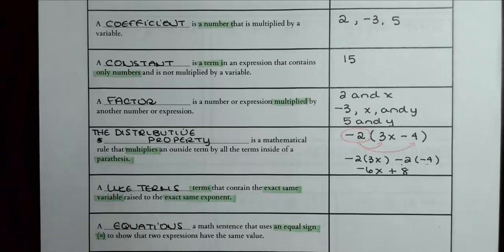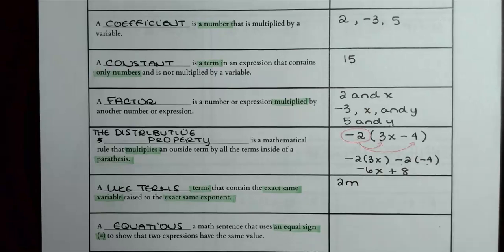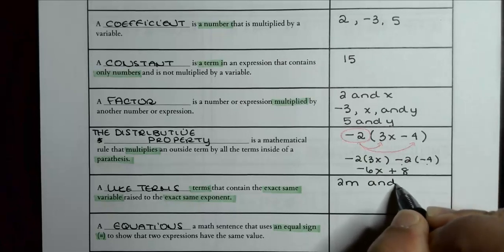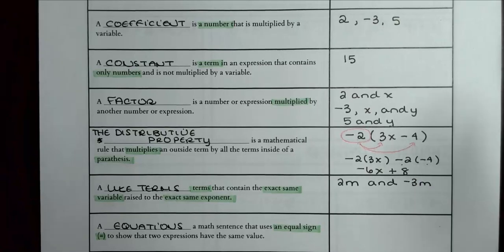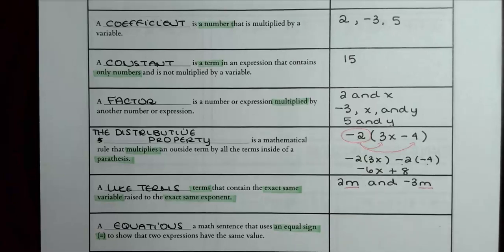So let's look at a couple things that would be considered like terms. If you had a 2m, another like term that you can add and subtract to 2m or combine would have to have another m. So I could say that a -3m would be considered a like term, because notice that they both have an m and they both don't have exponents on the m. So it has the same letter or variable raised to the same exponent.